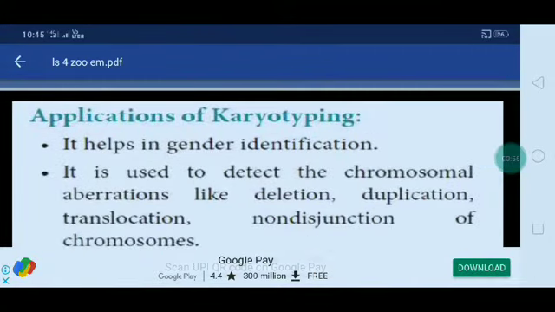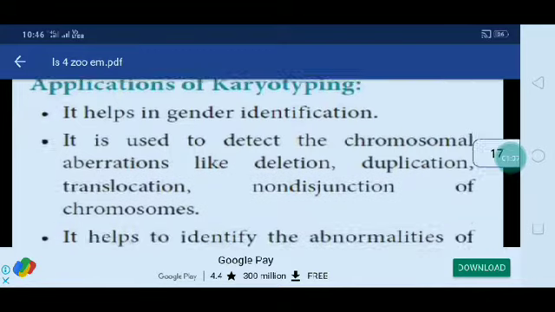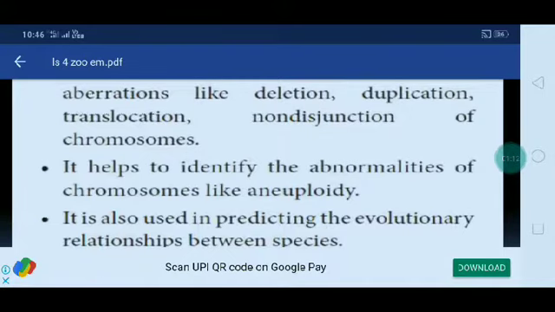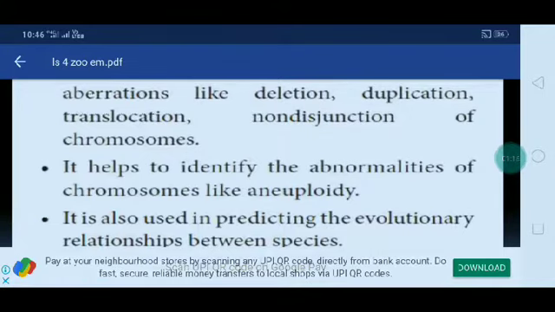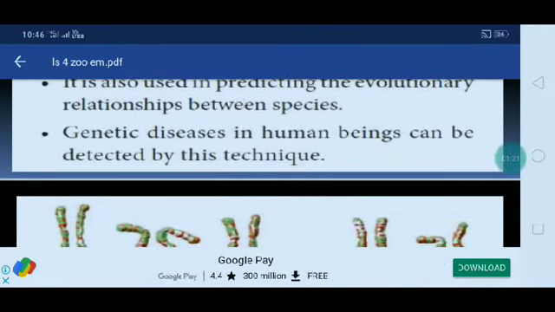Then what are the applications of karyotyping? It helps in gender identification, and detects chromosomal aberrations like deletion, duplication, translocation, and non-disjunction of chromosomes, and helps to identify abnormalities of chromosomes like aneuploidy. It is also used in predicting the evolutionary relationship between species. Genetic diseases in human beings can also be detected by this technique.